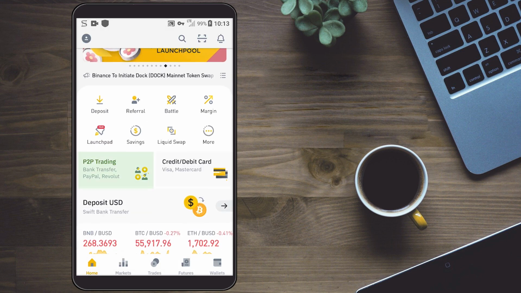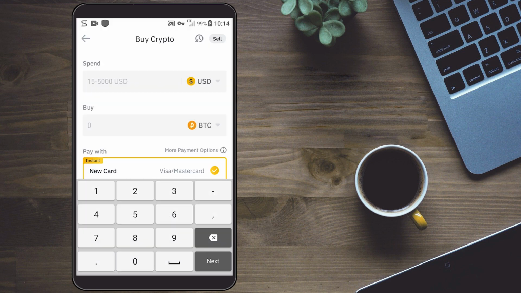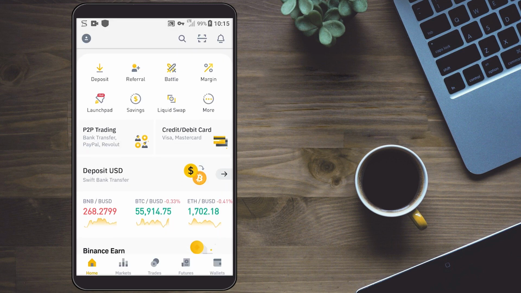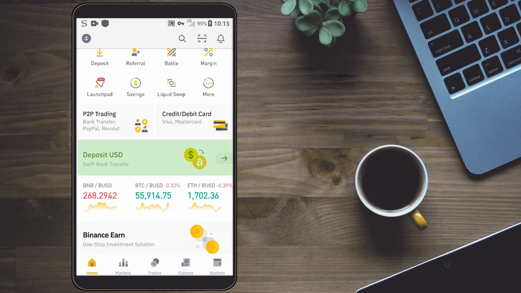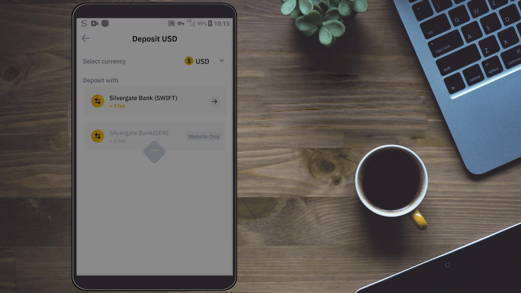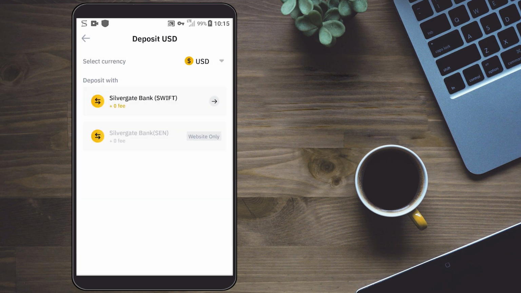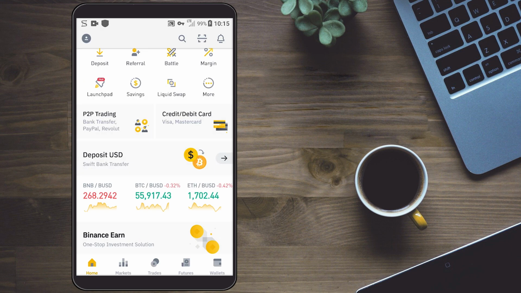Here we have P2P trading, which is a peer-to-peer trading. I'll explain it later in trades tab. Here in credit debit card, you can easily buy coins by the help of your Visa or MasterCard. Getting back to home tab, and here you can deposit into your account through Swift bank transfer or SEPA bank transfer. Please pay attention that for depositing you may see different kinds of transfer here based on the country that you live. Let's get back to home tab.